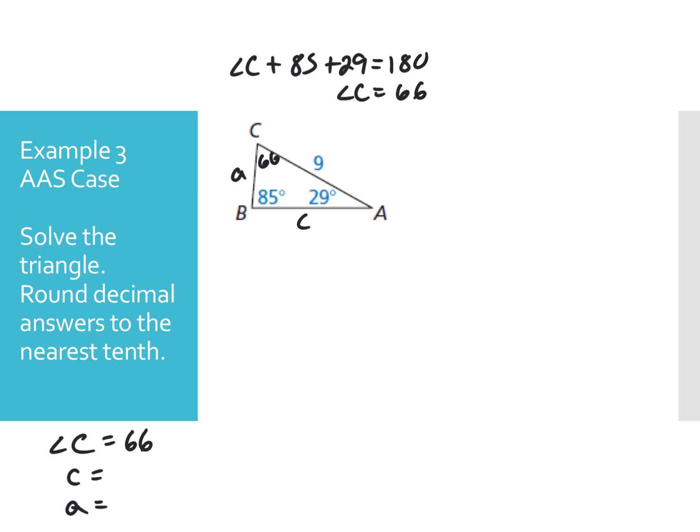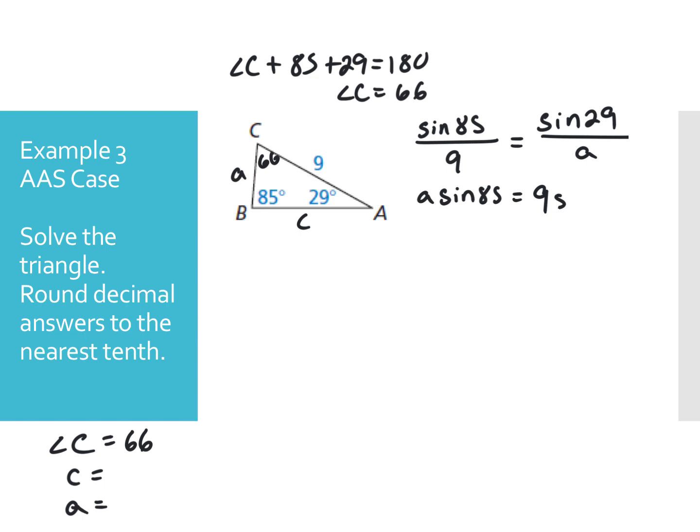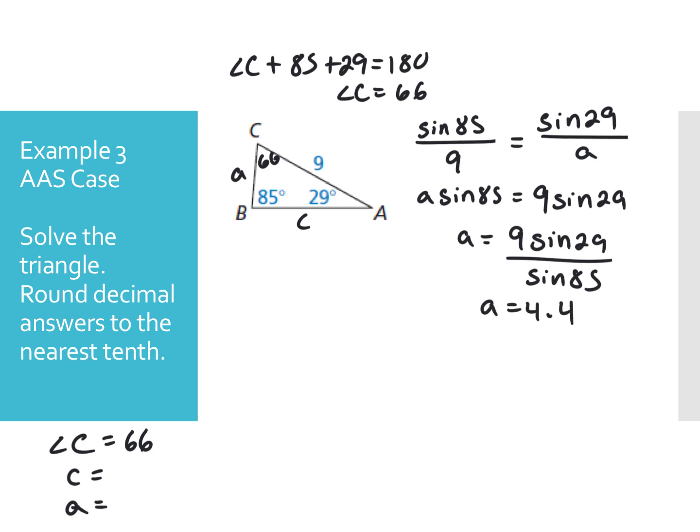So I'm going to go ahead and do sine 85 over 9 equals, I'm going to start with sine 29 over side A. Again, you can cross multiply and get A sine 85 equals 9 sine 29, and then I get A to equal 9 sine 29 over sine 85. And when I plug that into my calculator, I get that my side A is 4.4, again to the nearest tenth.